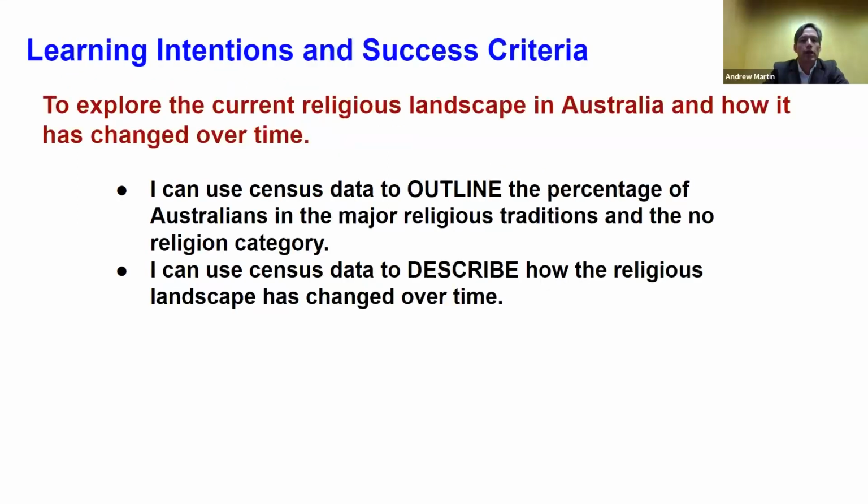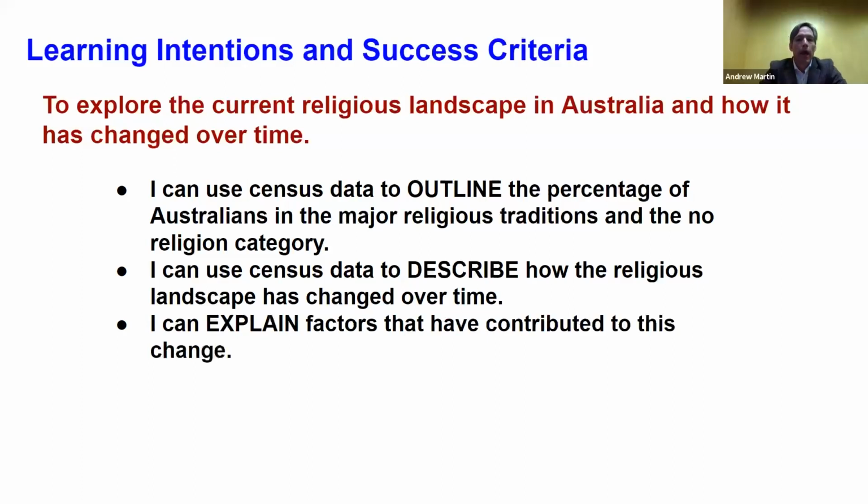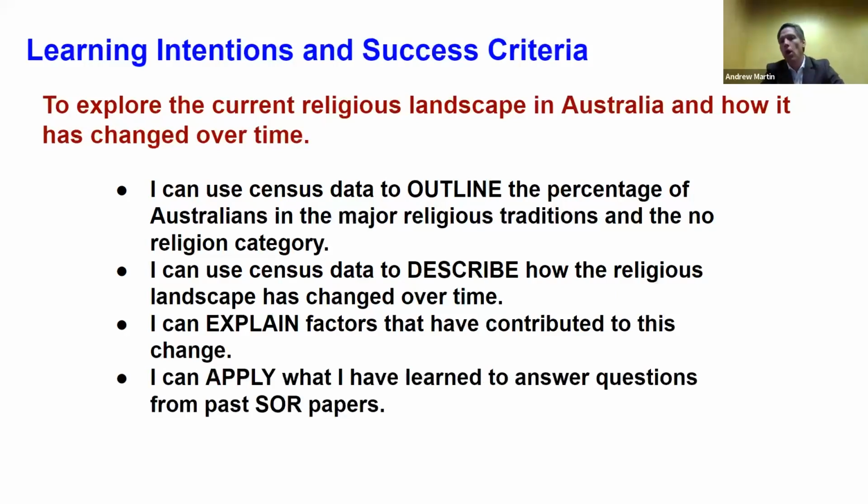Can you use census data to describe how the religious landscape has changed over time? So what has happened to Christianity over time? Give me some data to prove it. What has happened to no religion over time? Quote some statistics, quote some census data to prove it. Can you explain factors that have contributed to that change? So why has secularism grown? Why has Christianity diminished? What has immigration got to do with all of it? And can you apply all of that to answer some sample questions from past papers?